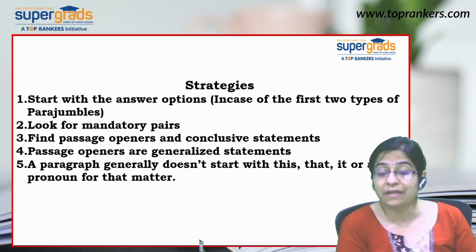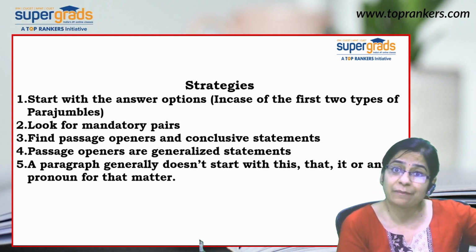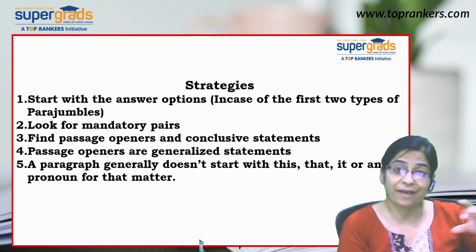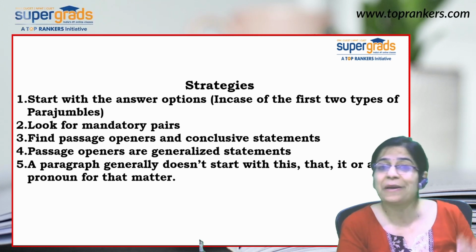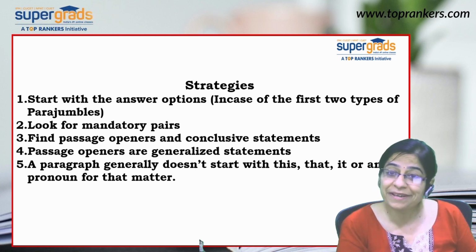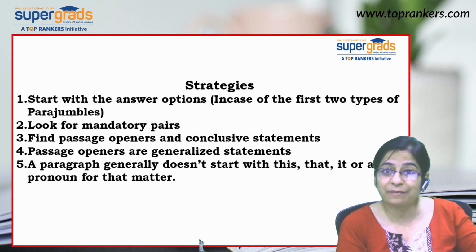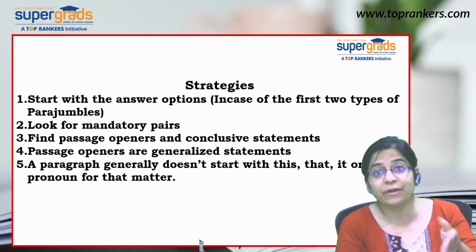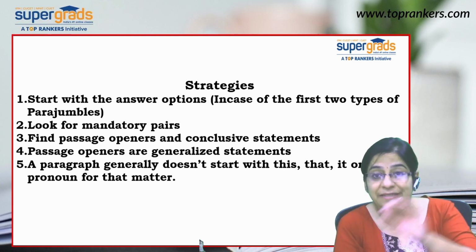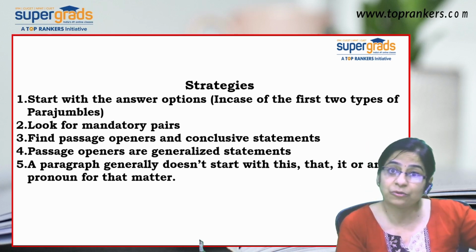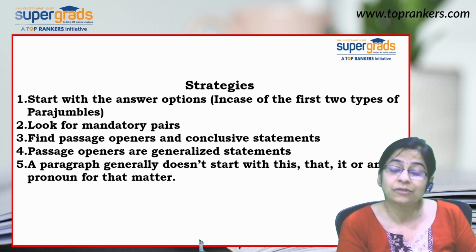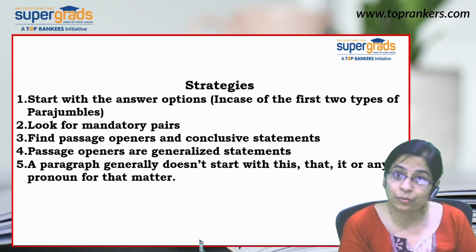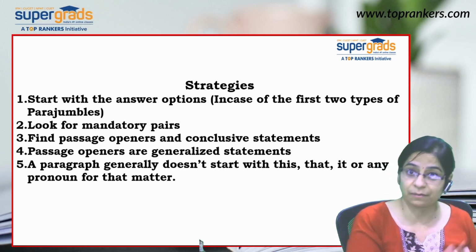Then find passage openers or conclusive statements. Now, what does that mean? Now, see, not all statements can be termed as passage openers. For a statement to be called a passage opener, it has to have something, maybe a noun to begin with. So, if you have two statements, one begins with a noun and the other one has a pronoun in it, generally speaking, the one with the noun would precede the one which has a pronoun, right? So, the first statement with the noun should ideally be the passage opener if I'm talking about just two statements.